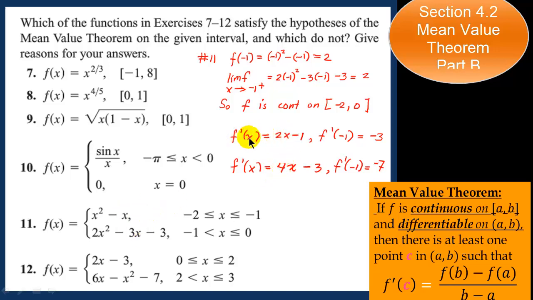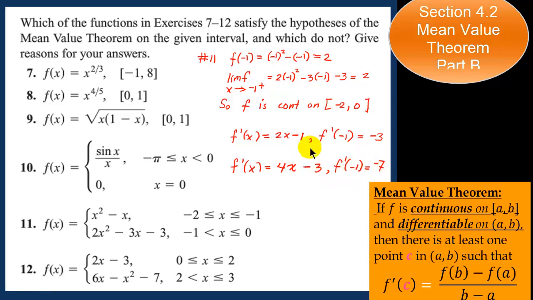The derivative f prime of x from -2 to -1 is 2x minus 1. And then we substitute -1 into the derivative, and we see that it's equal to -3. Now we take the derivative on the right side of -1, we differentiate this function, and we see that the derivative is equal to 4x minus 3. Now you plug -1 into this derivative, and we see that f prime of -1 is equal to -7.